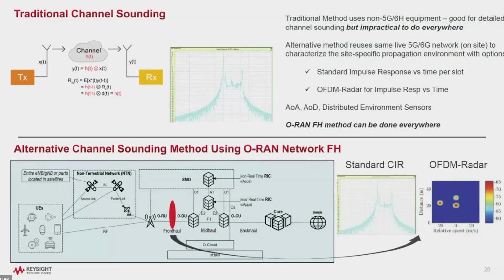So here again, we're taking that Fronthaul data, and I'm going to show 2 examples: one, how to get this channel impulse response, and two, how to generate this OFDM radar response to look at motion in the environment based on that exact same data. And we're always parked here looking at that same data.